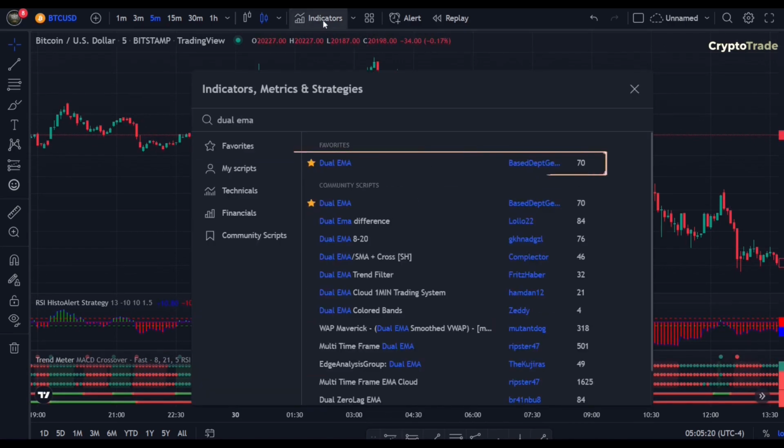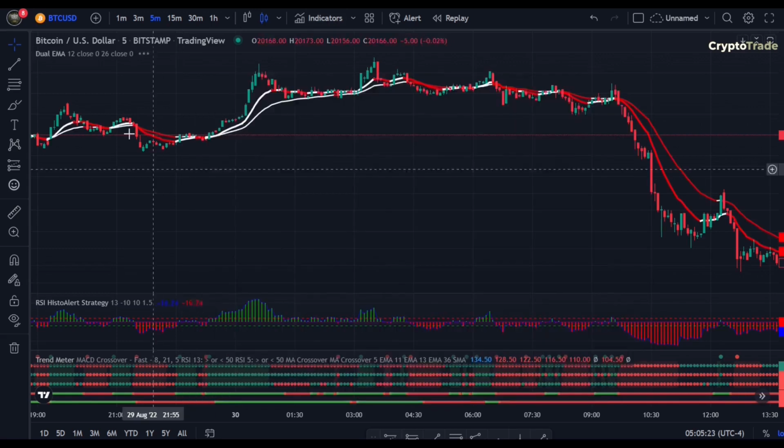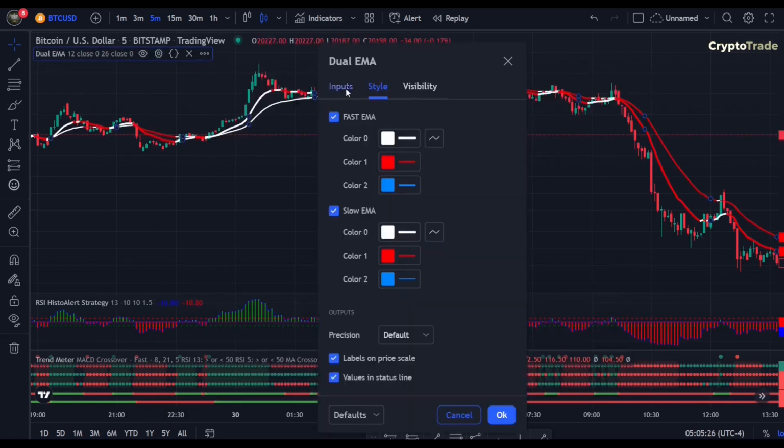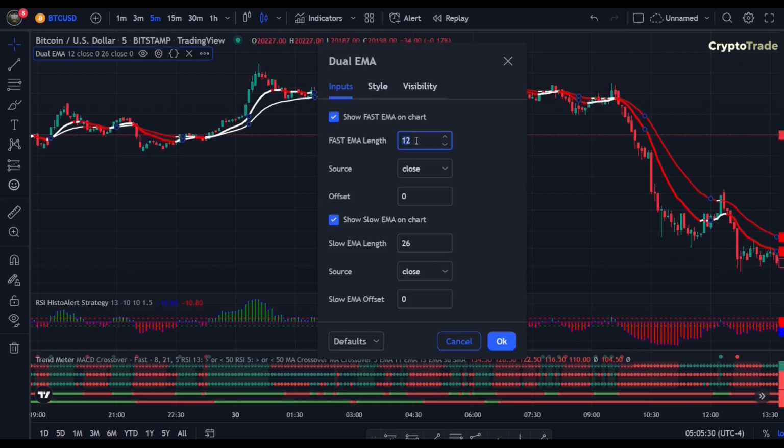To add the third and last indicator, open the indicator search box again and type dual EMA. Select this indicator, as shown here in the video. In the Inputs tab, change the fast EMA length from 12 to 50. Change the slow EMA length from 26 to 200. Now the setup is complete.